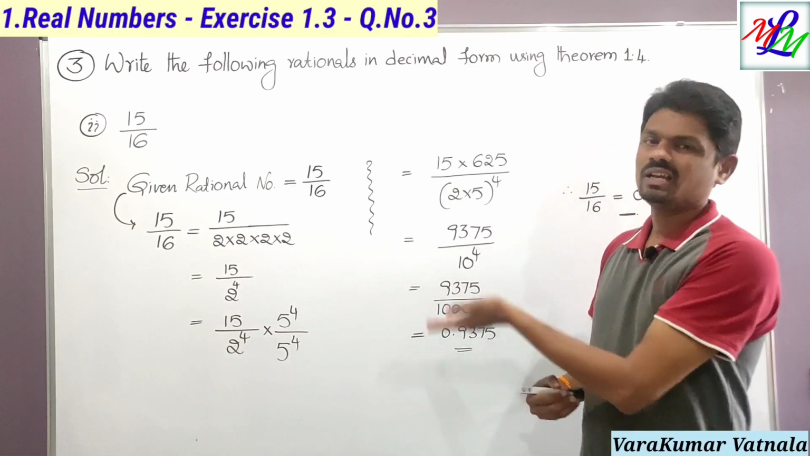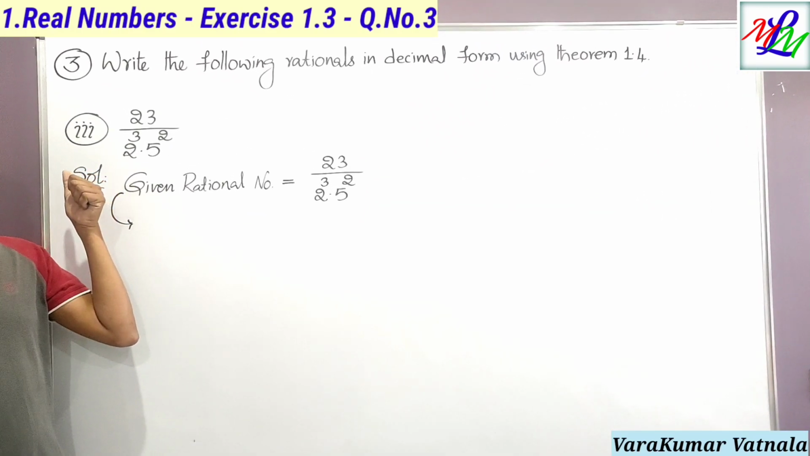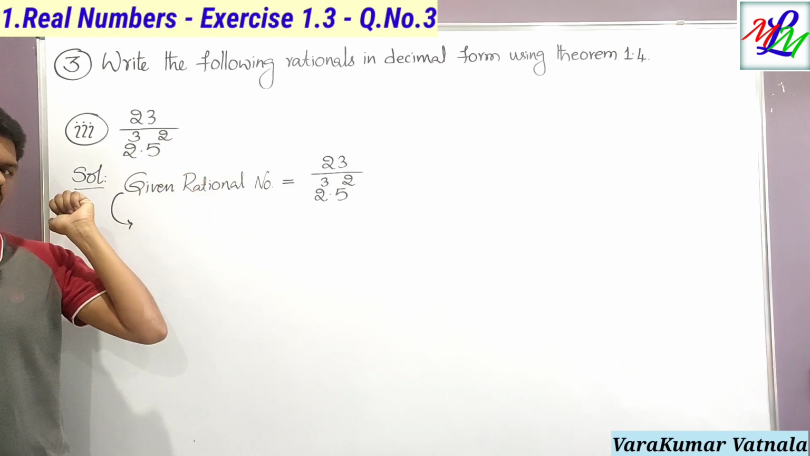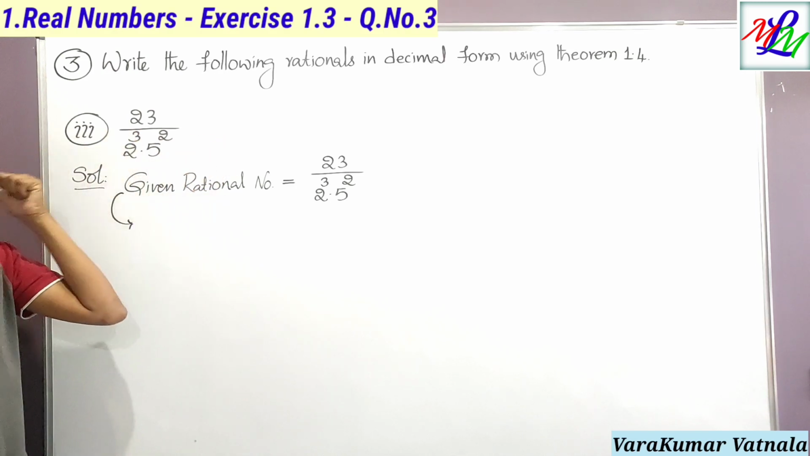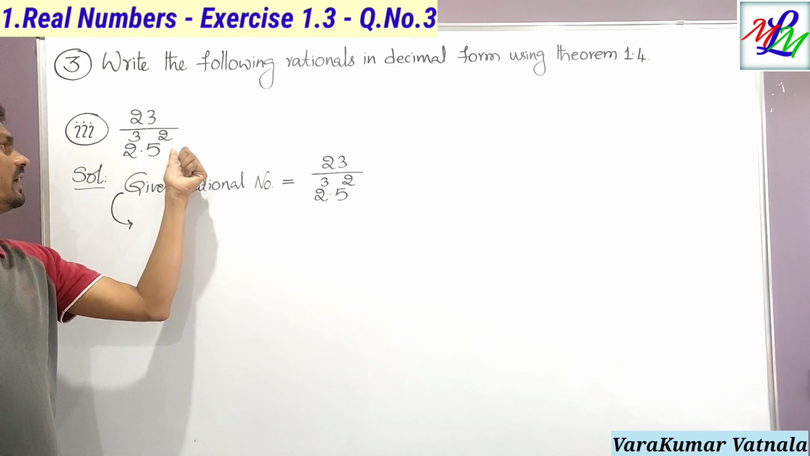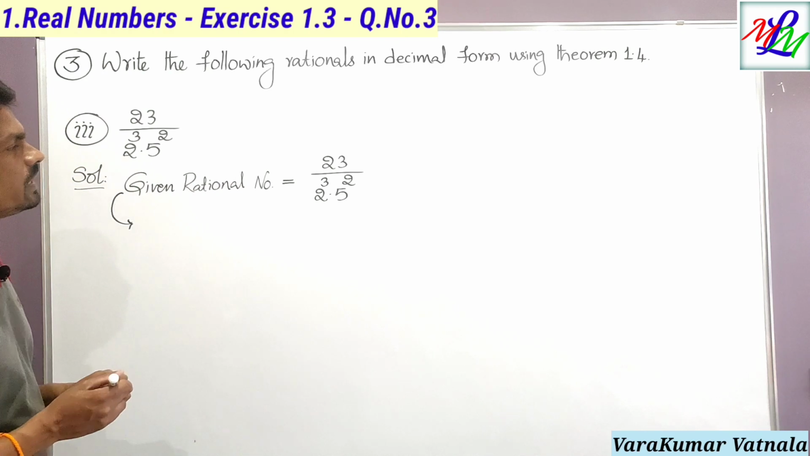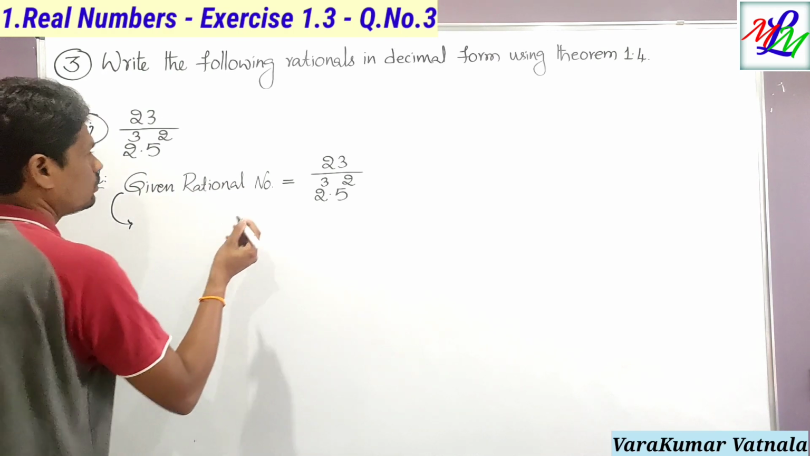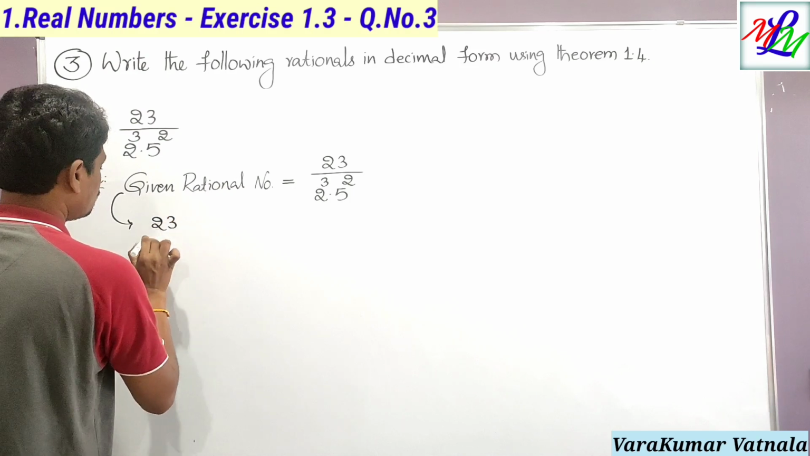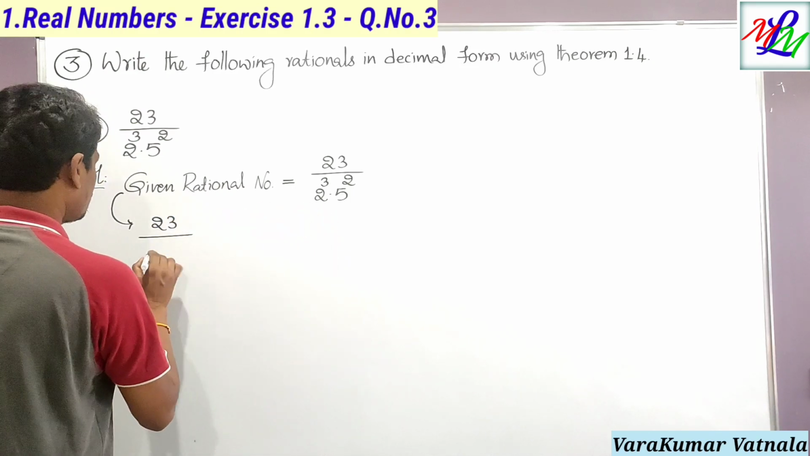So student, this is the second bit, and next we have to solve the third bit. This is the third bit in the first problem. Again we have to write the decimal form of the given rational number using theorem 1.4. What he has given is 23 divided by 2 to the power 3 into 5 to the power 2. So the given rational number is 23 divided by 2 to the power 3 into 5 to the power 2. Now it is very easy, student. Already he has given the prime factors of the denominator.